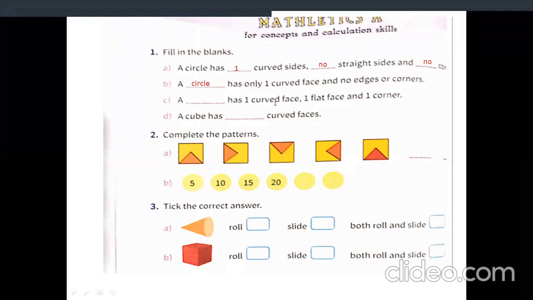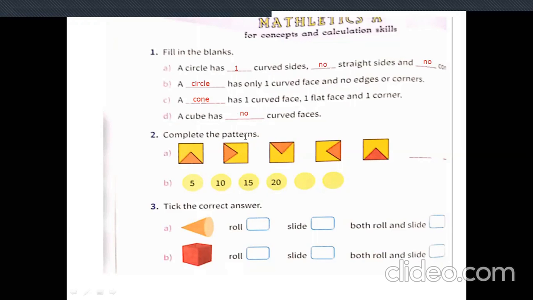A dash has one curved face, one flat face and one corner. Which has one curved face, one flat face and one corner? Cone. Next, a cube has dash curved face. A cube has no curved face. Only it has flat faces.